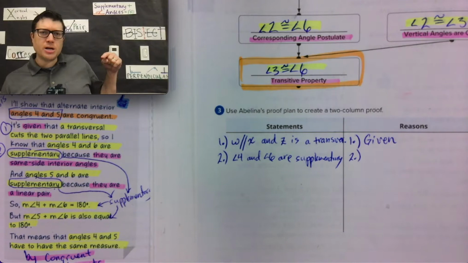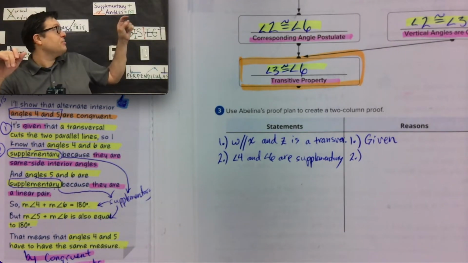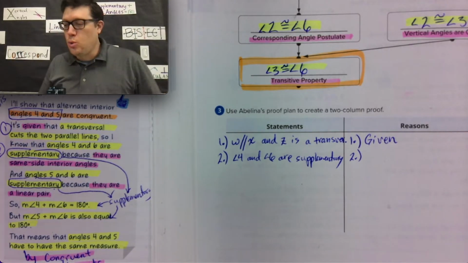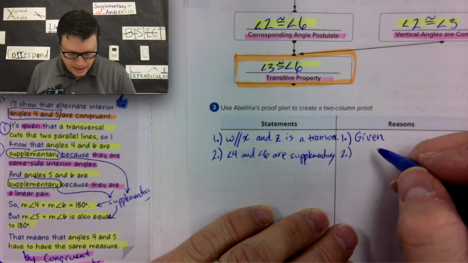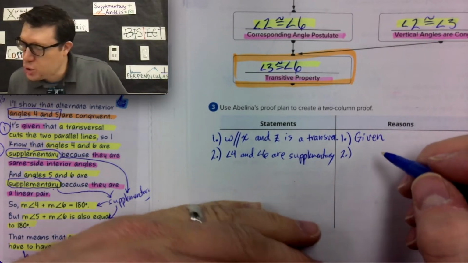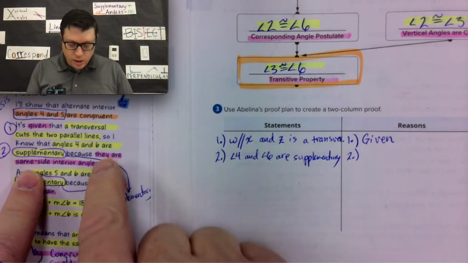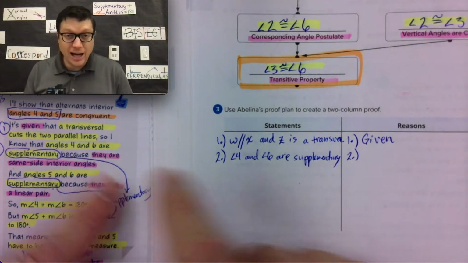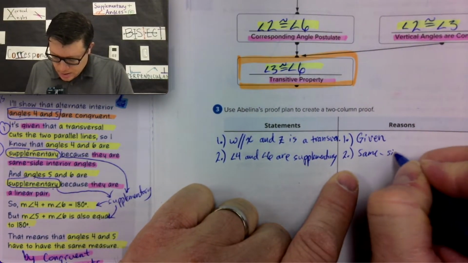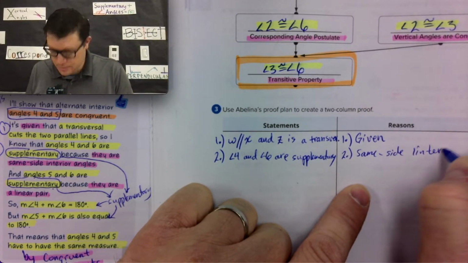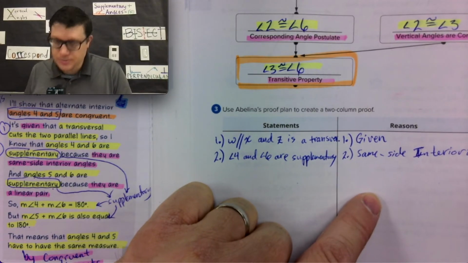Now, that might be a word that's on the screen, right here. Supplementary angles, zoom in if you can, if it comes through. Supplementary angles add to 180, but we have to be able to define that they are supplementary. So I'm going to say that step 2, oh, she says right here, they are same side interior angles. So I'm going to take what I highlighted in pink and I'm going to put in the reasons. Same side interior angles.